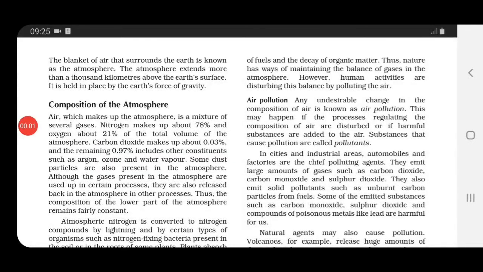Now children, one question might arise in your mind that how this composition of the lower part of atmosphere remains constant. ये जो composition है atmosphere में अलग अलग gases का वो constant कैसे रहता है? See, the gases present in the atmosphere are used up in certain processes. कुछ ना कुछ process में जो gases है जो atmosphere में present है वो use up हो जाती है. But there are some other processes also जिससे ये जो gases है वो वापस atmosphere में release हो जाती है. Understood? So the composition remains fairly constant.